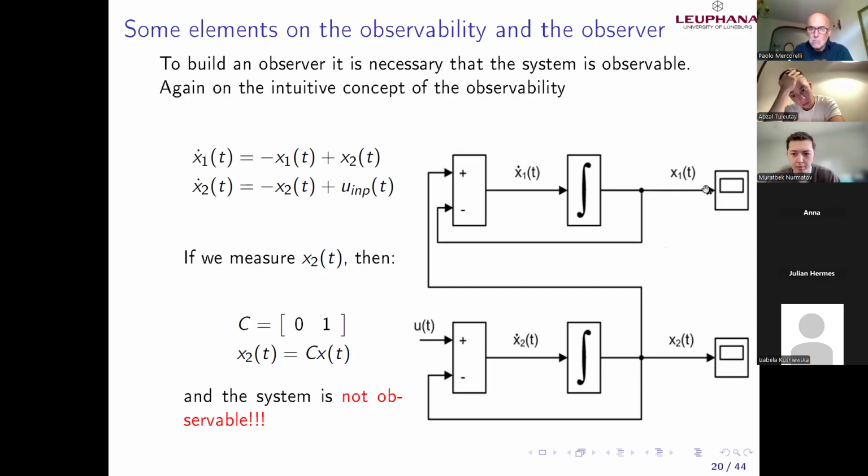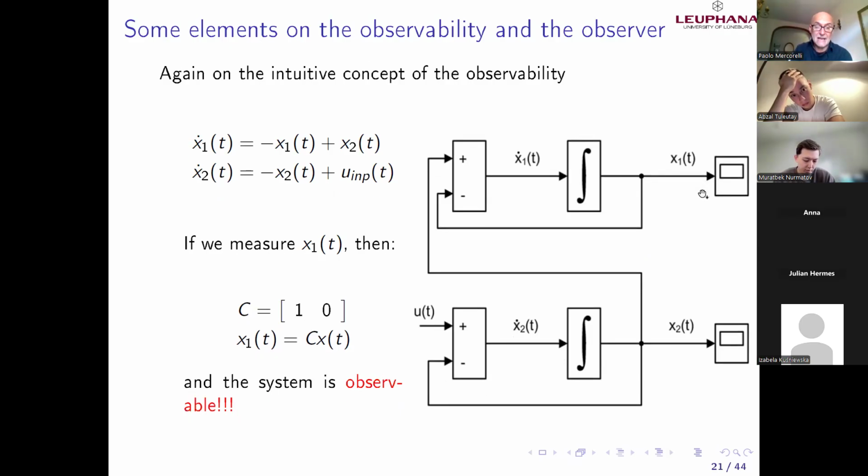But we will see next week more in detail everything. If I measure x1, this is a slide, this means if C is 1, 0, I can observe what happens in x2, thanks to this connection. Why that? Because in equation 1, x2 is represented. Okay.